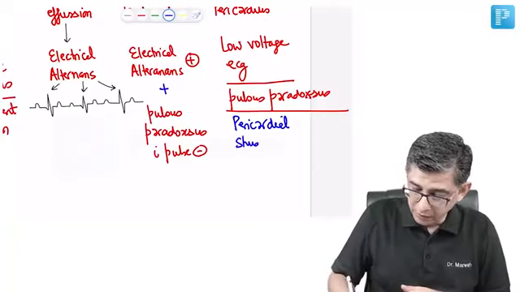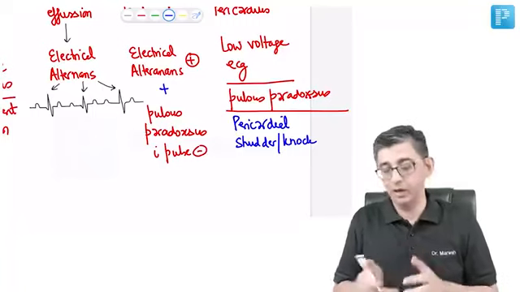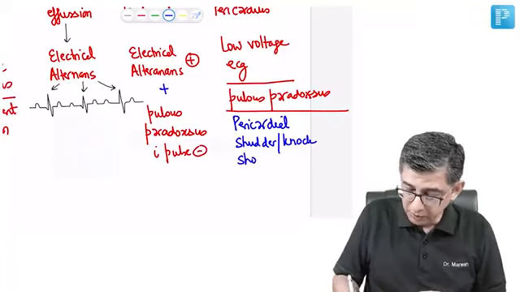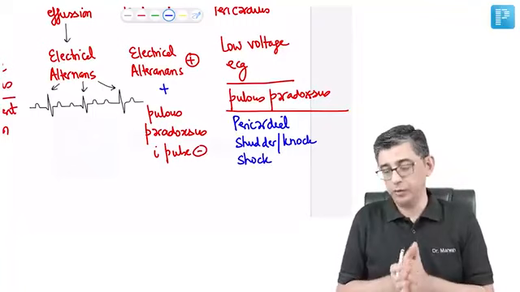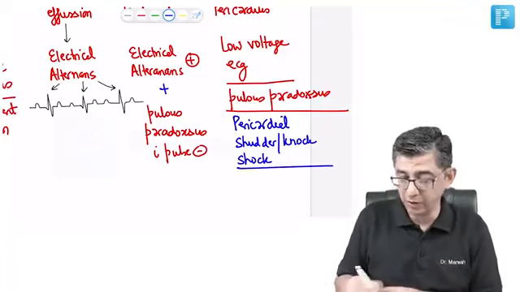Instead of pericardial shudder, there might even be mention of the word pericardial knock. All these terms basically mean the same, and they are very specific findings for constrictive pericarditis.